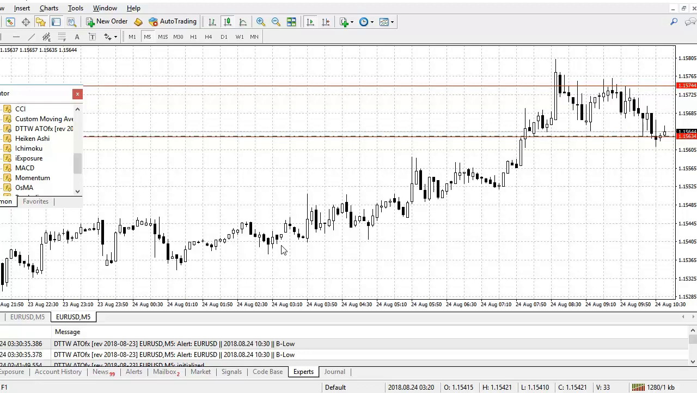You see, resistance levels often turn into future support levels. That's something that you will learn with experience.